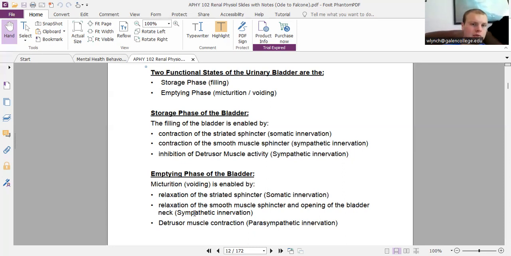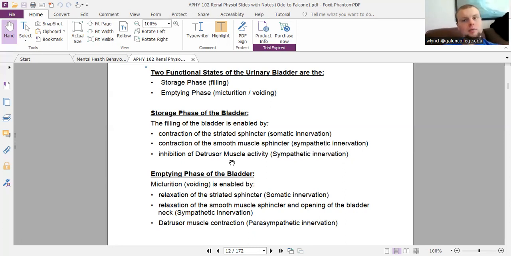So during the filling phase, we are consciously aware of the fact that we are trying to contract the striated sphincter at the external urethra. This is why we are somatically innervating this. It is voluntary. The other musculature activities are involuntary. We have no control over them.